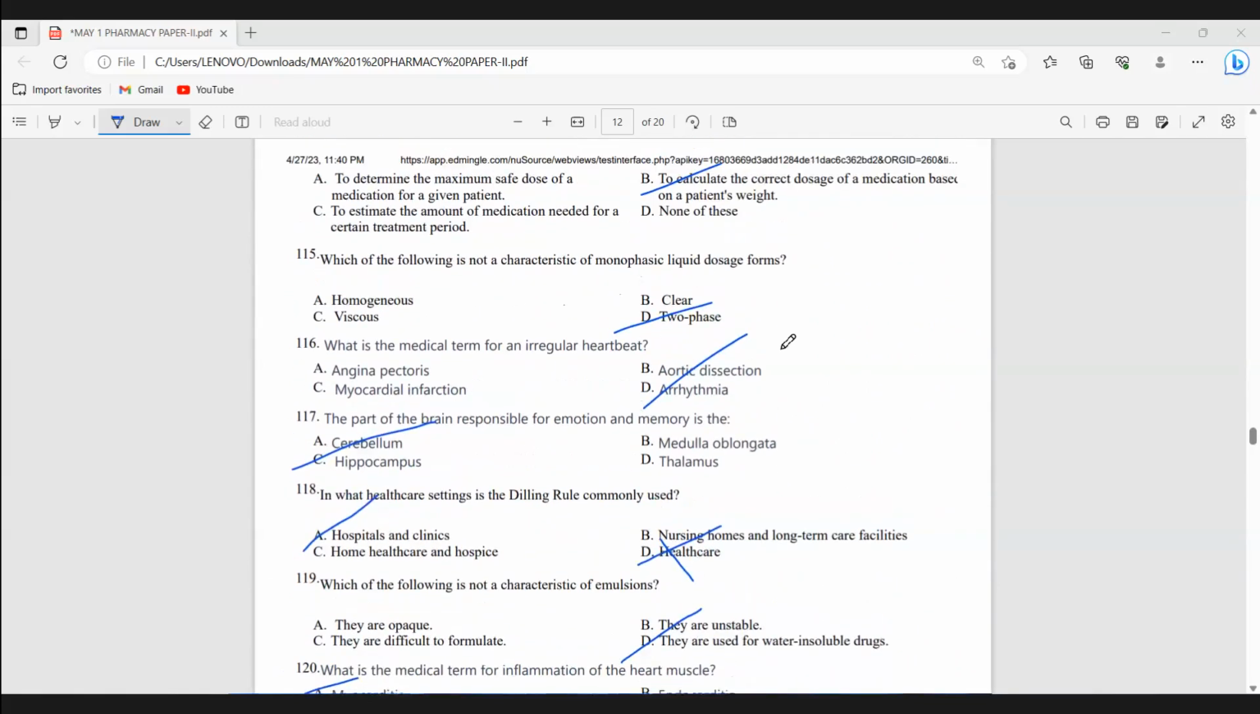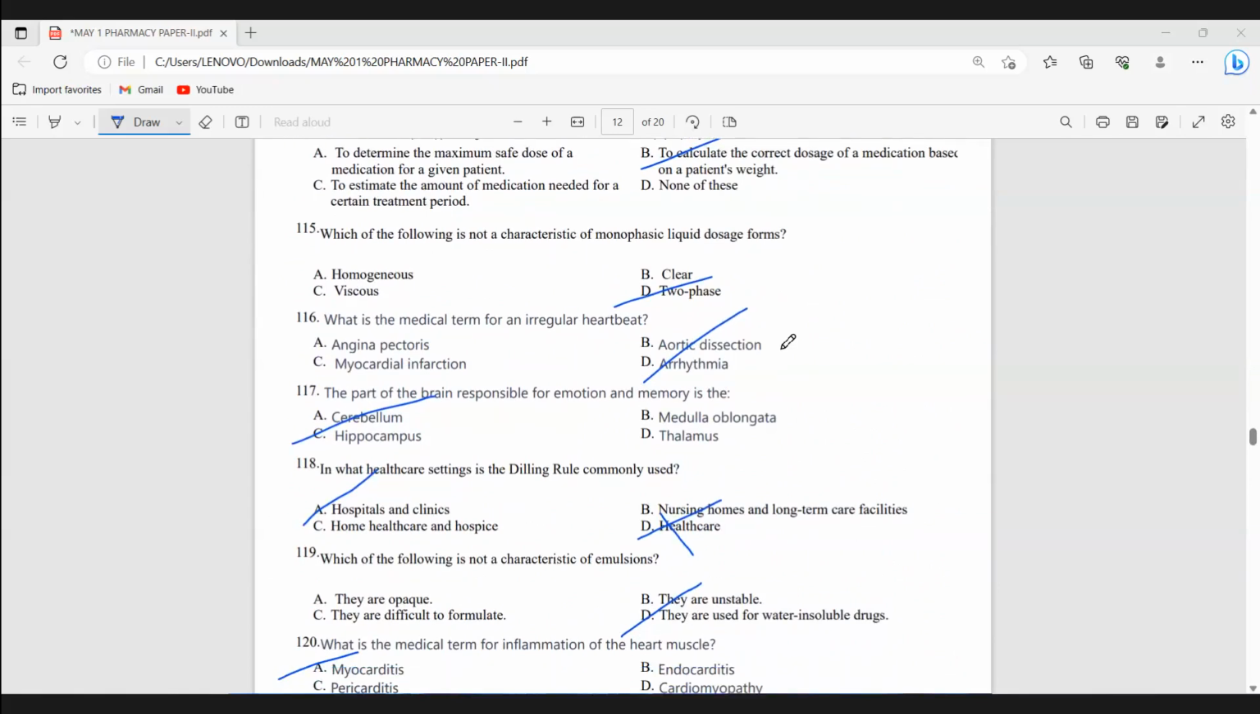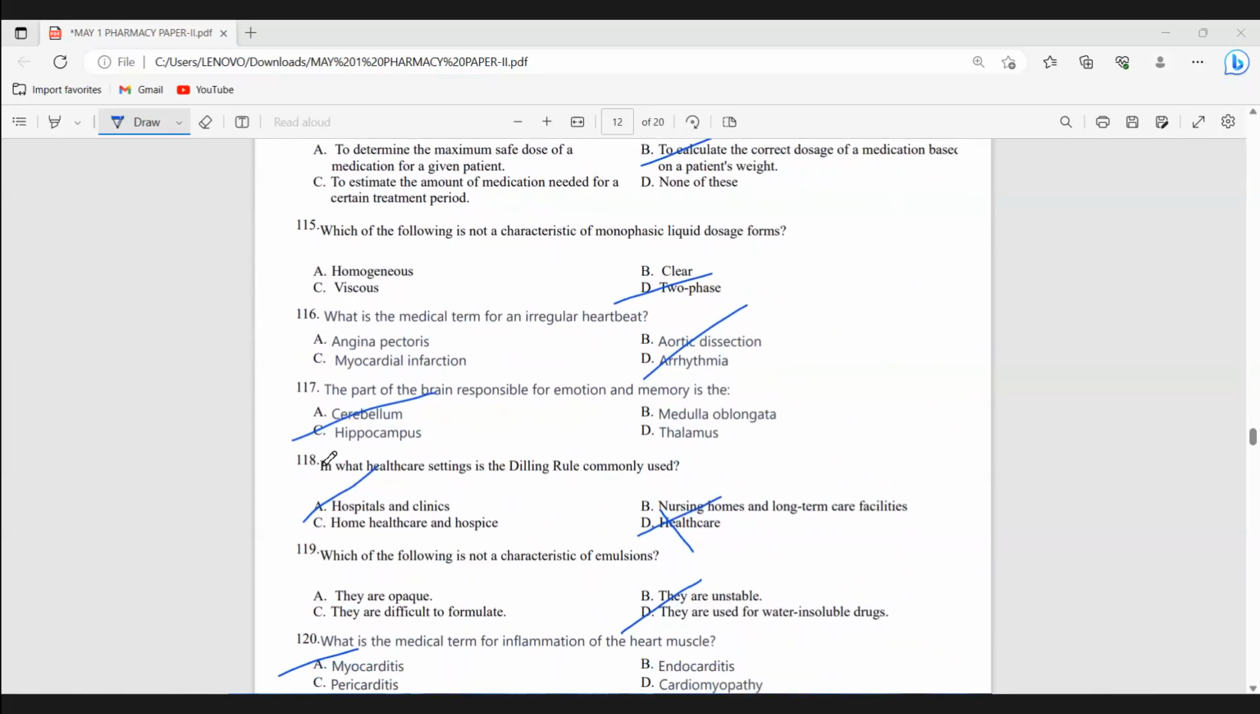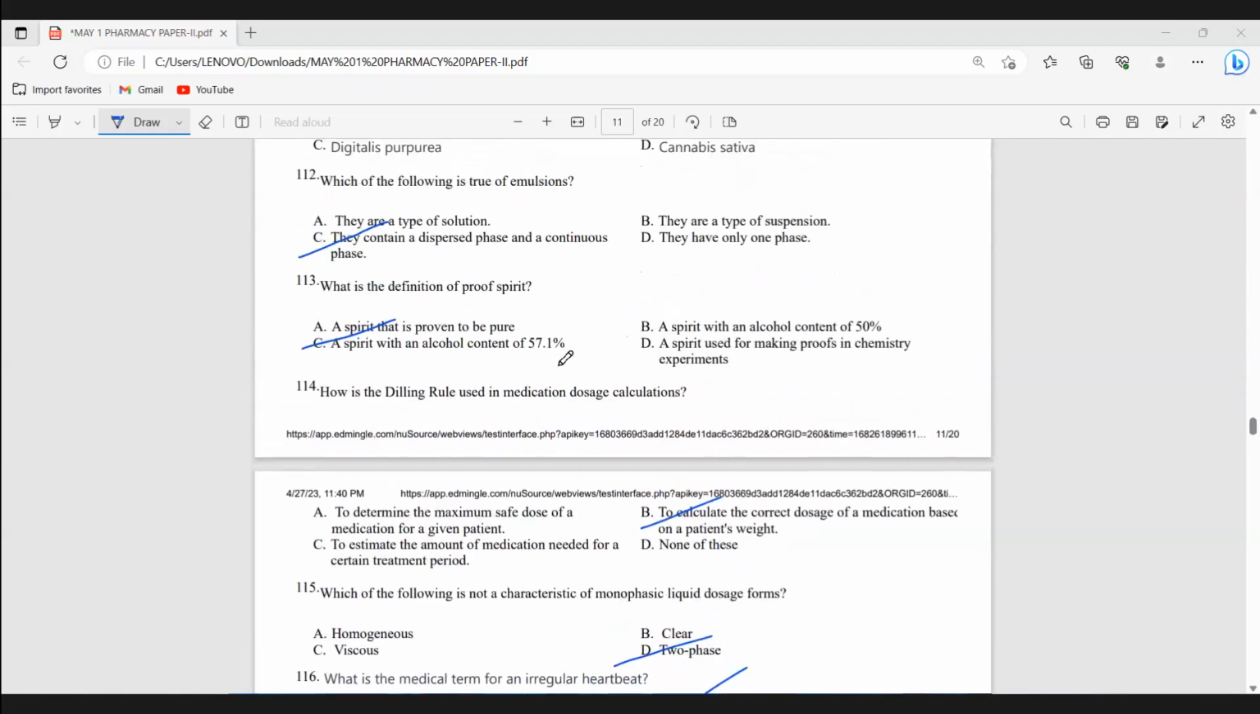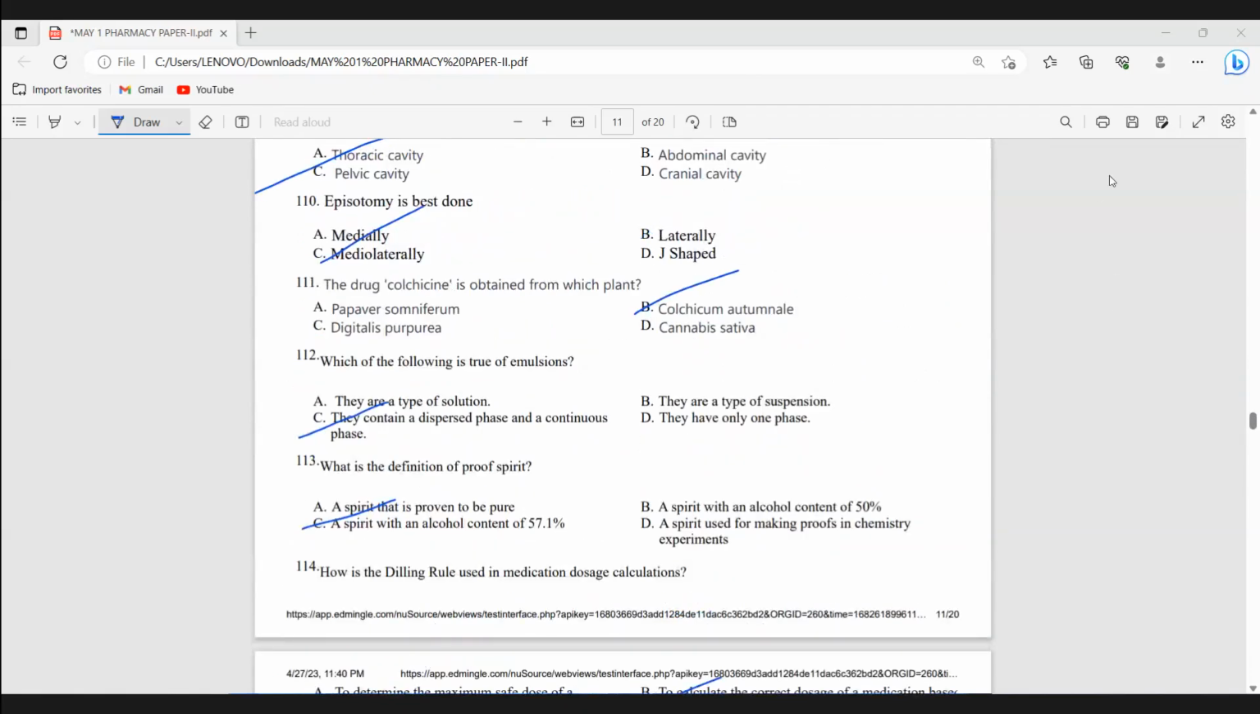117, to the full confusion. Hippocampus, 117. Hippocampus only, right? I kept hippocampus only, no? Anything else? If you don't have any doubts, I'll leave the meeting.